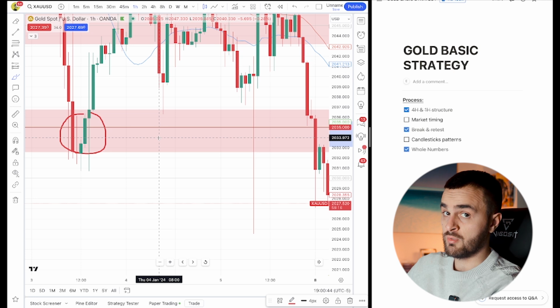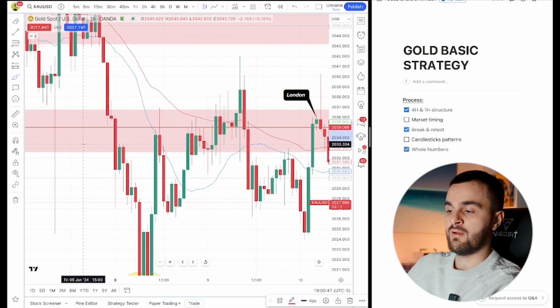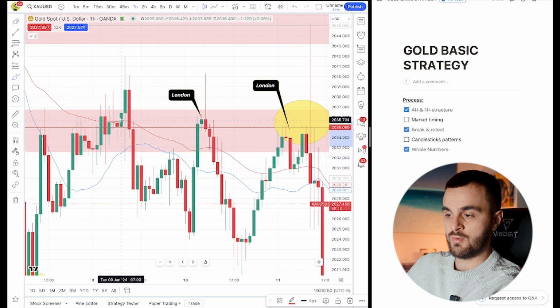So that goes back to whole numbers. We can look for candlestick patterns around our whole numbers if we have these zones marked up.